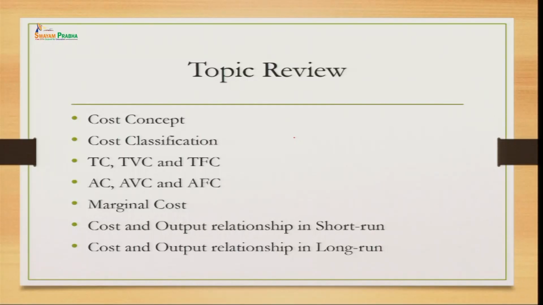Now, looking at the topics for our review today, we have talked about what cost is and the different classifications of cost. We have understood the concept of total cost, total variable cost and total fixed cost. Thereafter, we have talked about average cost, average variable cost, how we calculate average fixed cost, and the concept of marginal cost. We have also seen the relationship of cost and output in the short run as well as in the long run, and how we are able to reach the optimum point.